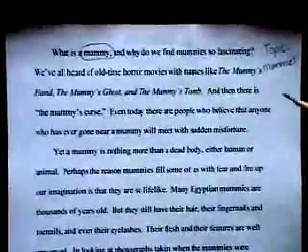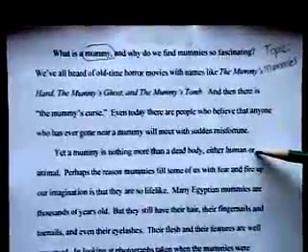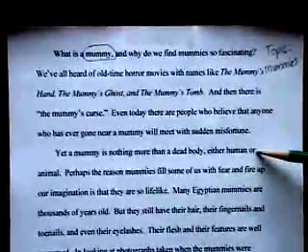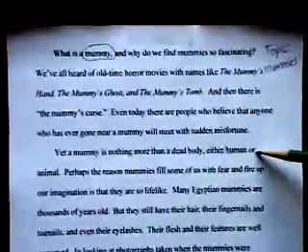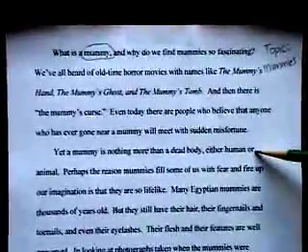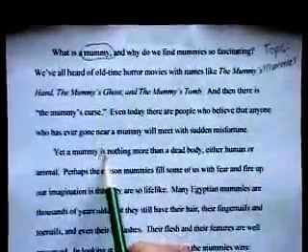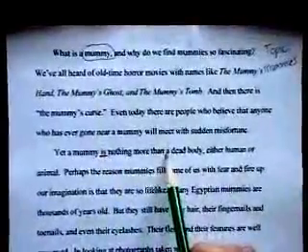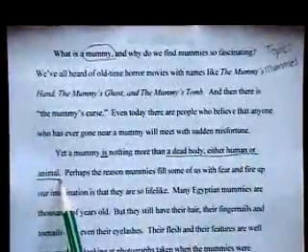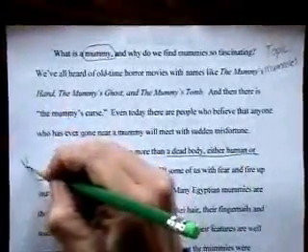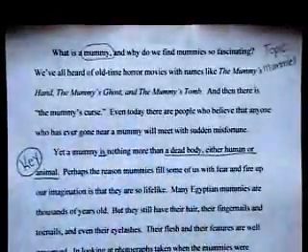All right, next paragraph. Yet a mummy is nothing more than a dead body, either human or animal. Well, that seems like a pretty key idea to me because it's answering the question, what is a mummy? So a mummy is a dead body, either human or animal. And I'm going to capture that as a key idea. And I can just write the word key over here in the margin.